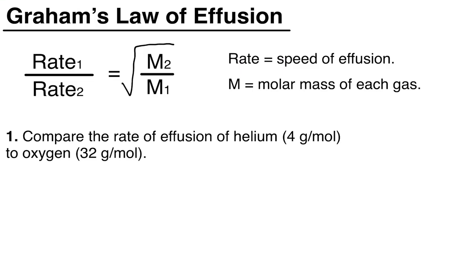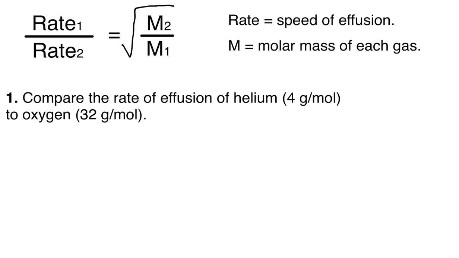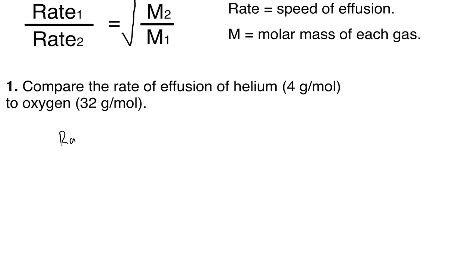So with that said, let's go over the first problem. Compare the rate of effusion of helium, which is 4 grams per mole, to oxygen, which is 32 grams per mole. So we can go rate helium over rate oxygen is equal to the square root of 32 over 4.